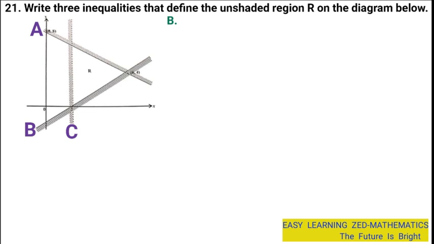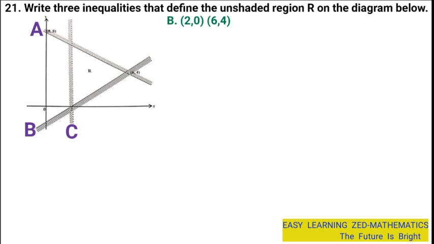So let's write the coordinates for this point where line C and B meet. Okay, so the coordinates are (2, 0), so x is 2, then y is 0. Then now let's write the coordinates where A and B meet. That's where A and B meet. Now these are the coordinates.